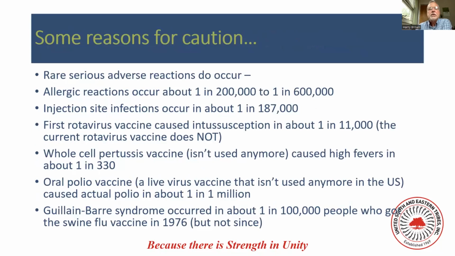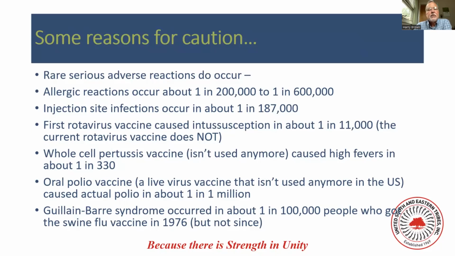So there are some occasional serious adverse events. For instance, somewhere between 1 in 200,000 to 1 in 600,000 people will have a serious allergic reaction that they need to be treated for, sometimes hospitalized for. So you need to be aware of that, and you should always have the ability to treat an anaphylactic reaction if you're giving vaccines. Severe injection site infections occur in about 1 in 187,000 people. Those shouldn't occur, but occasionally they do.